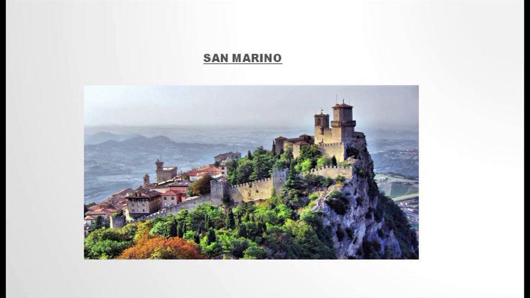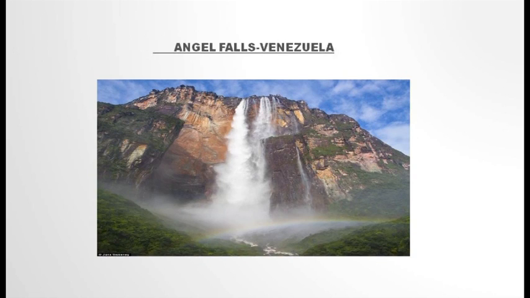This is San Marino, again a country located within the country of Italy. It's kind of like an enclave, similar to Lesotho in South Africa. It claims to be the oldest constitutional republic in existence today. As you can see, a breathtaking view from the city, a very old city in Europe, in the world for that matter.